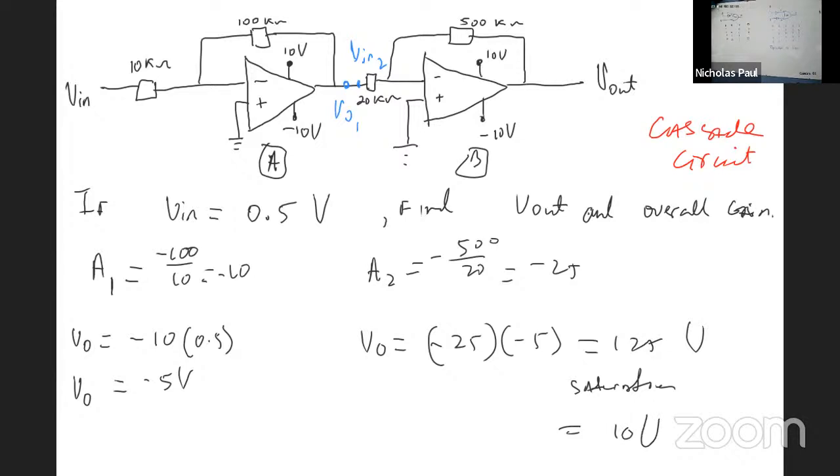How you would normally get the overall gain? Normally, the overall gain will be the final V out over the V in. So it would have been 10 over 0.5. But I gave you a kind of bad example, so you mightn't get what the correct answer is. So how do you find overall gain? I'm writing it in red for you. Overall gain for a cascade circuit is gain of the first multiplied by gain of the second. That's for a cascade circuit.